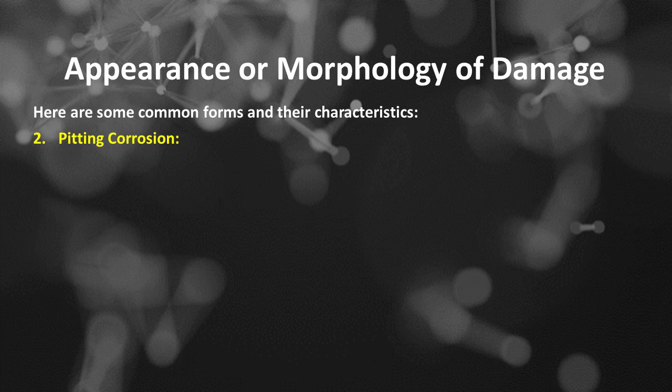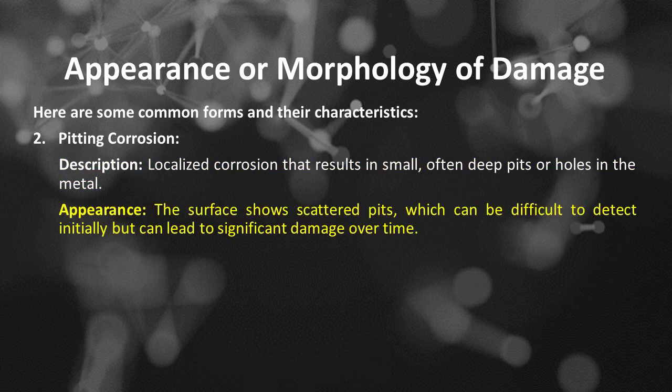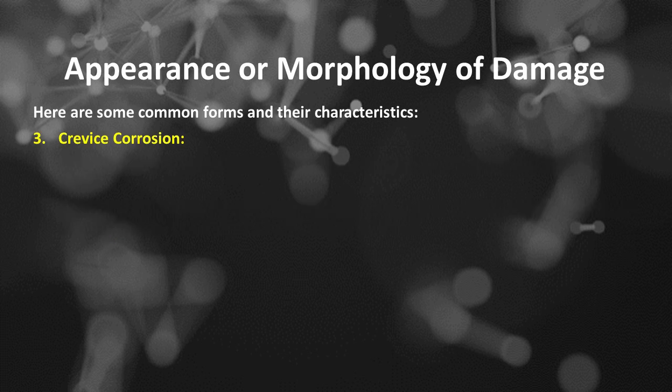Number 2 is pitting corrosion. Pitting corrosion description. Localized corrosion that results in small, often deep pits or holes in the metal. Pitting corrosion appearance. The surface shows scattered pits, which can be difficult to detect initially but can lead to significant damage over time.